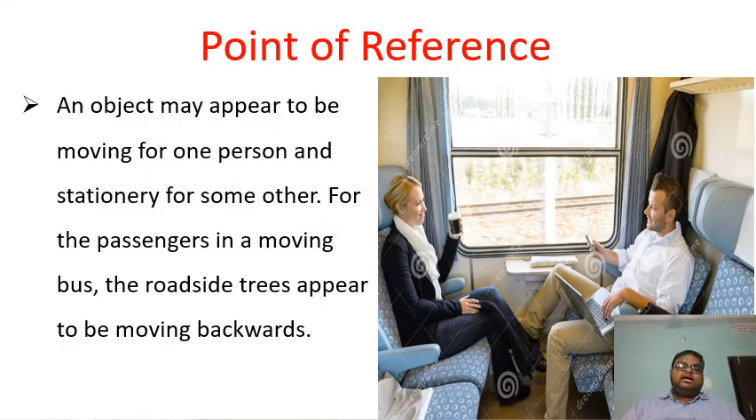So now we will study about point of reference, right? An object may appear to be moving for one person and stationary for some other person, right? An object might appear to move for one person and it might appear to be stationary for some other person, right? For the passengers moving in a bus, the roadside trees appear to be moving backward.